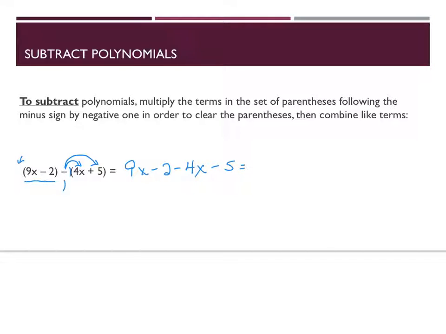So you can't disregard a negative outside of parentheses like you can a positive. You must distribute the negative to get rid of the parentheses. Now once I've made those sign changes, I'm just combining like terms with the signs that I have. So 9x minus 4x is 5x. Negative 2 minus 5 makes a total of negative 7.